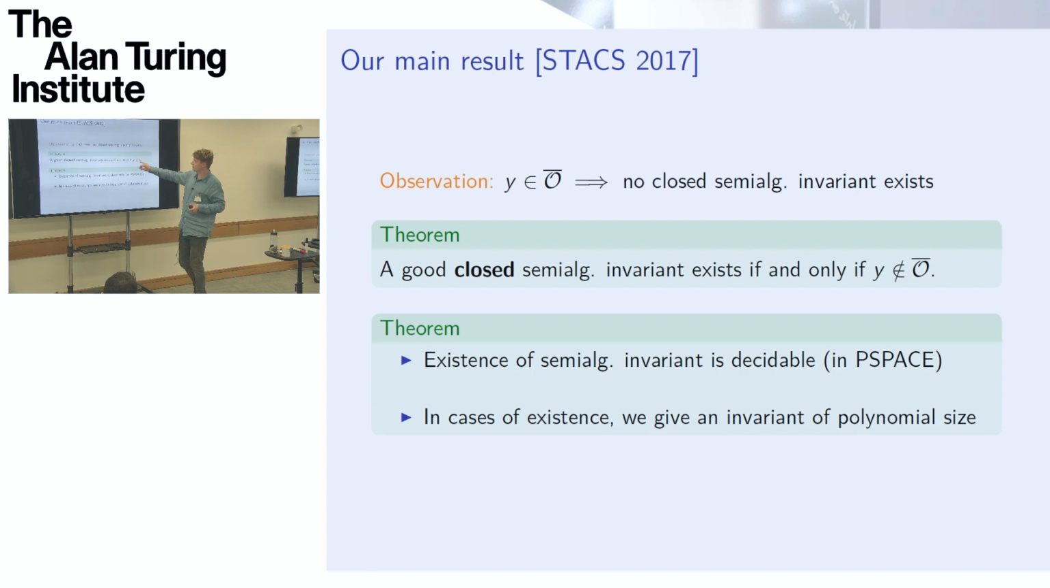In particular, whether y is in the closure of the orbit is decidable in PSPACE. We'll see why in the proof. These are both corollaries of the proof, actually. Whenever we synthesize invariants in the proof, they always have a polynomial size representation.